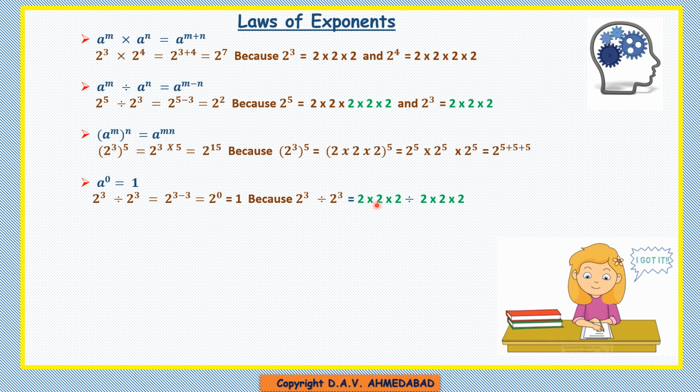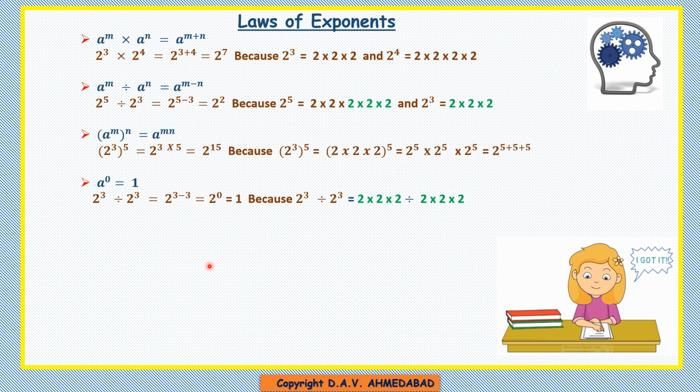Because 2 cube is 2 into 2 into 2. And when you divide it by 2 into 2 into 2, all 2 ones are 2, 2 ones are 2, cancelled. Here also 2 ones are 2, 2 ones are 2, cancelled. Again 2 ones are 2, 2 ones are 2, cancelled. So you will have 1 as the answer.